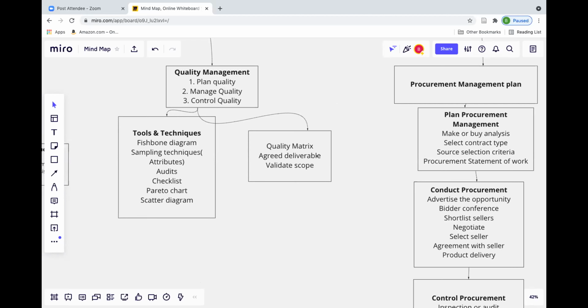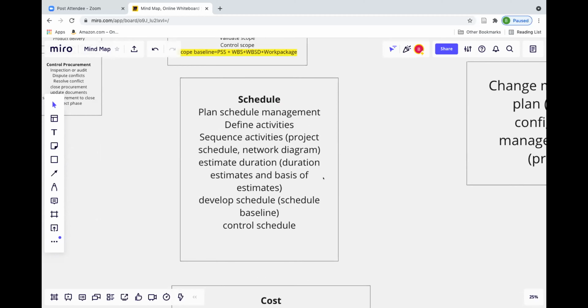Then the schedule baseline includes plan schedule management, define activities, sequence activities, project schedule, network diagram, and estimate the duration. So duration estimates and basis of estimates are included. Then develop schedule, that is schedule baseline, and then control schedule.